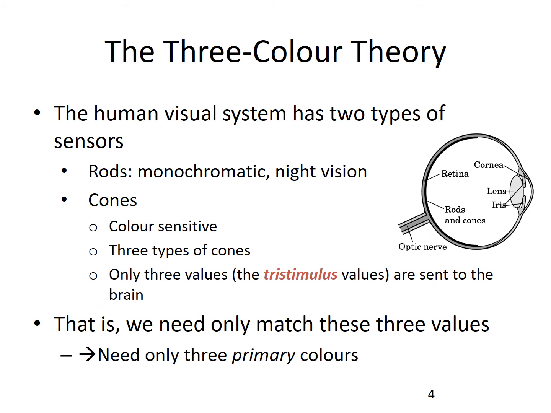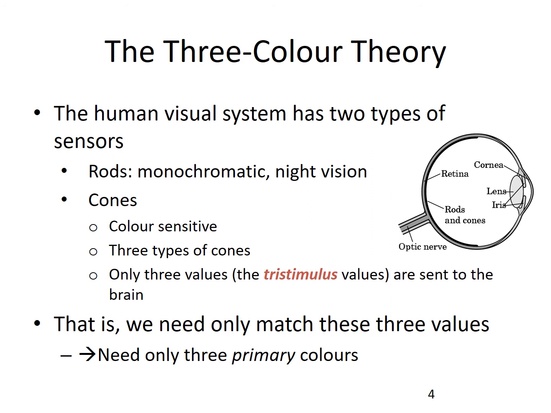The human visual system is based on the three-color theory. Rather than determining the wavelength of light to find its color, it uses a simpler process. The human visual system has two types of sensors: the rods, which are monochromatic and are used for night vision, and the cones. The cones are color sensitive. There are three types of cones. Each cone is sensitive to a different wavelength of light, and they are basically centered at the red, green, and blue regions of light. These are three values, the tri-stimulus values, and these are the values that are sent to the brain, and our brain works out which color we are looking at.